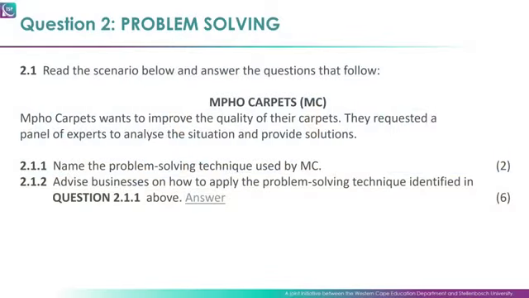Okay, so question 2 says, read the scenario below and answer the questions that follow. So the scenario is about Mpo Carpets, and in this case it says Mpo Carpets wants to improve the quality of their carpets. They requested a panel of experts to analyze the situation and to provide solutions. So the question that is posed, name the problem-solving technique which is used by Mpo Carpets.